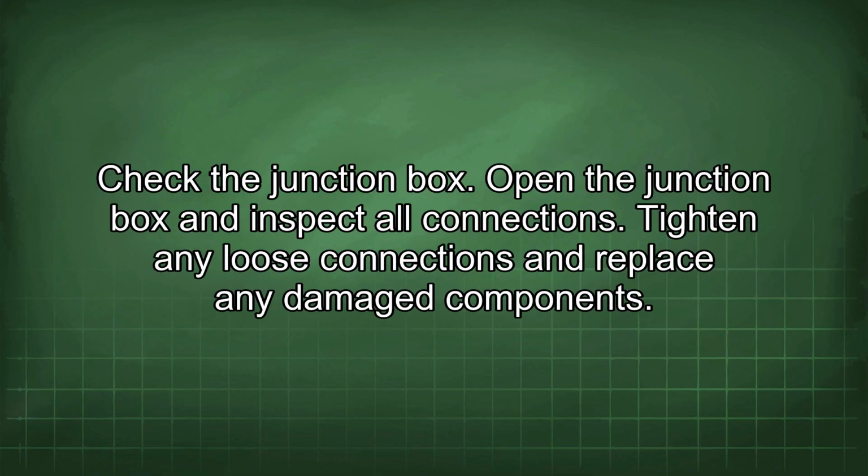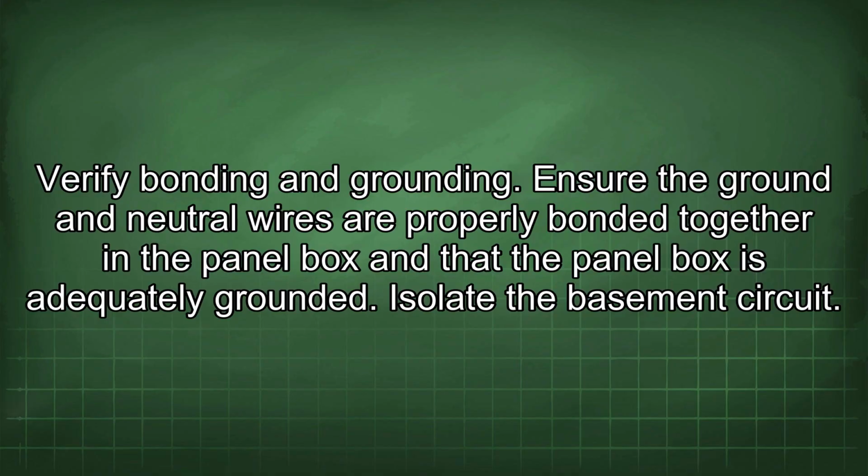Check the junction box. Open the junction box and inspect all connections. Tighten any loose connections and replace any damaged components. Verify bonding and grounding. Ensure the ground and neutral wires are properly bonded together in the panel box and that the panel box is adequately grounded.